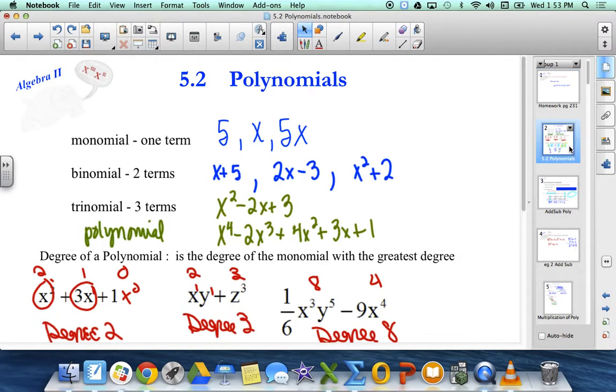So first, let's just review what a monomial is. Remember yesterday, a monomial is a variable, a number, or the product of a variable and a number. So a number, a variable, or the product of a number or variable. A binomial, bi means two. A binomial is two monomials that are either added together or subtracted. So x plus 5, or 2x minus 3, or x squared plus 2. Those are all examples of binomials.